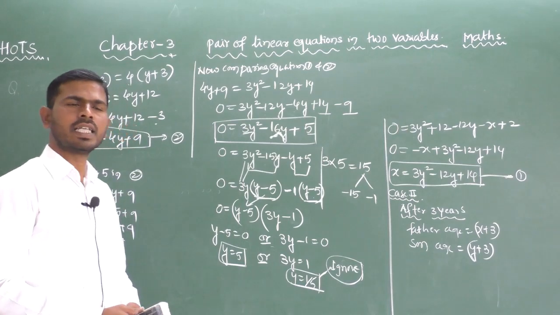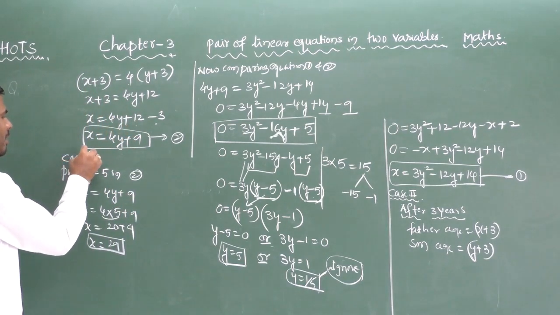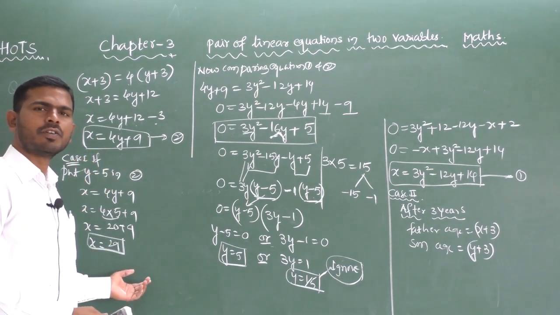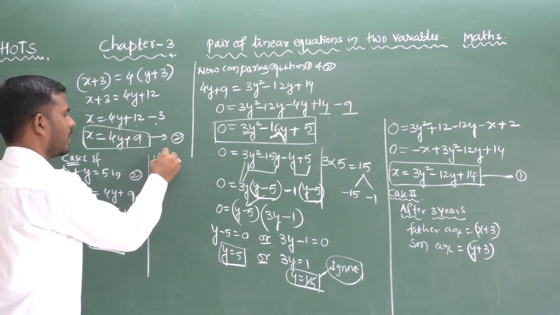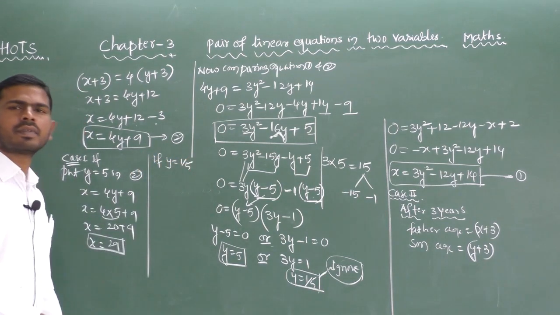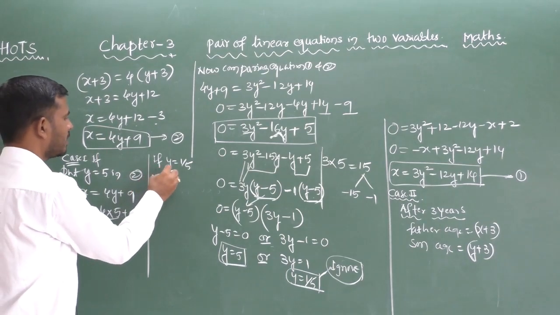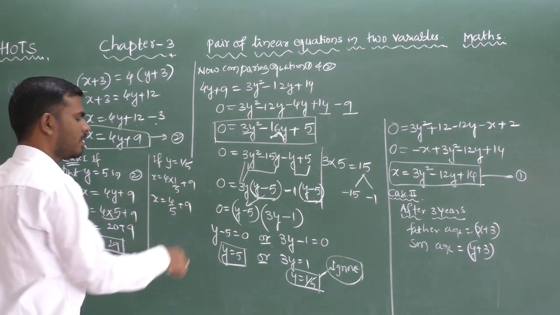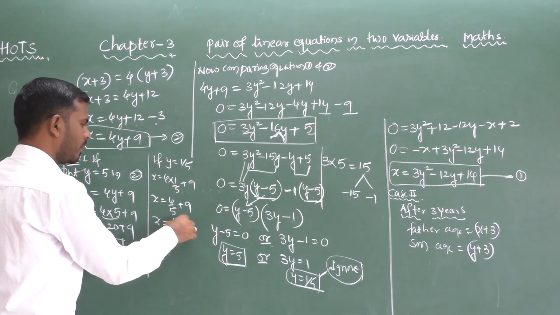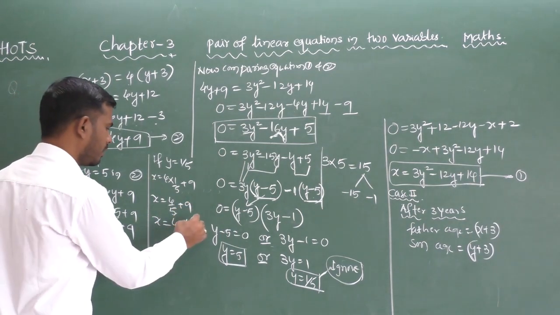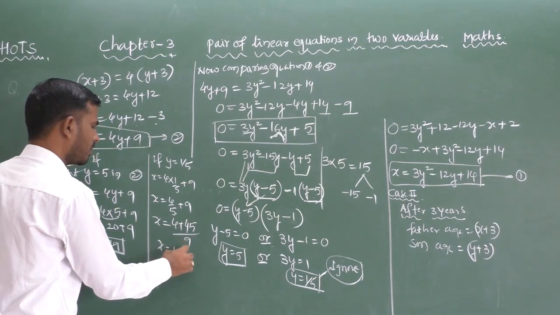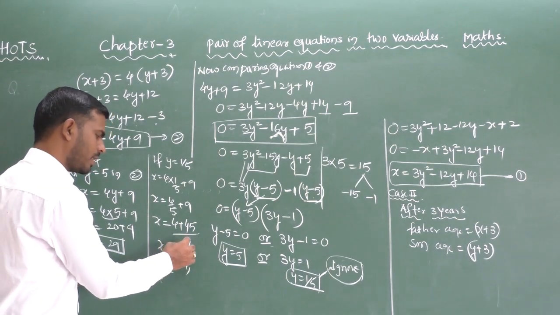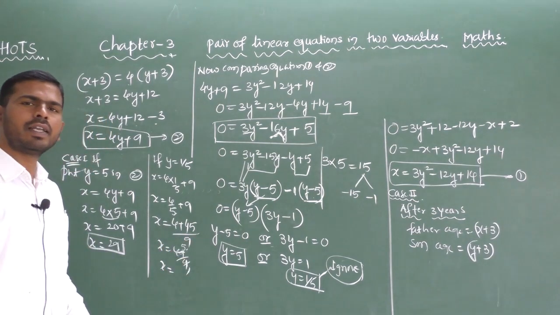This is case 1, you can write. If y equal to 5, the father's age is 29. Next you can substitute y equal to 1 by 3. Y equal to 1 by 3 means x value is 4 into 1 by 3 plus 9. X equal to 4 by 3 plus 9. So x equal to 4 plus 3 nines are 27, that is 31 divided by 3. So x is 10 and one third, which is a fraction, so it is impossible.